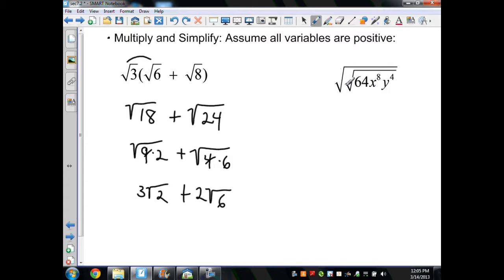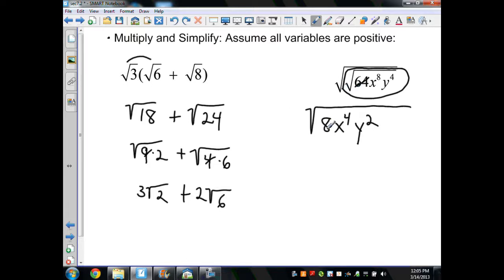Here I have the square root of a square root. To simplify this, I want to perform the square root of the interior of my big radical. So I'm going to bring down this radical, and I want to bring down this radical if I need to simplify. But I don't need to break these up. I can already take the square root of the interior of this. The square root of 64, we know, is 8. The square root of x to the 8th, we know, is x to the 4th. And the square root of y to the 4th is y squared. And that is just taking the square root of that radical. And that solution goes inside the bigger radical.